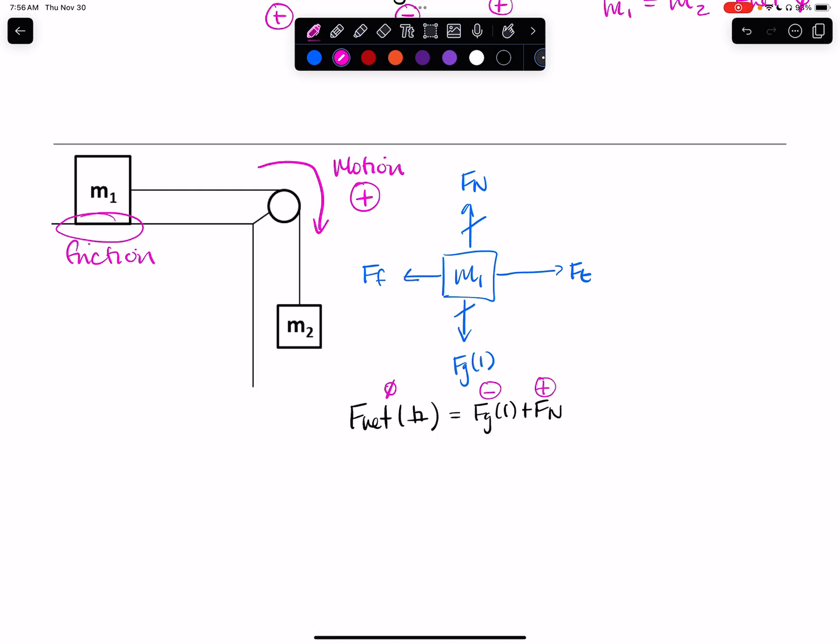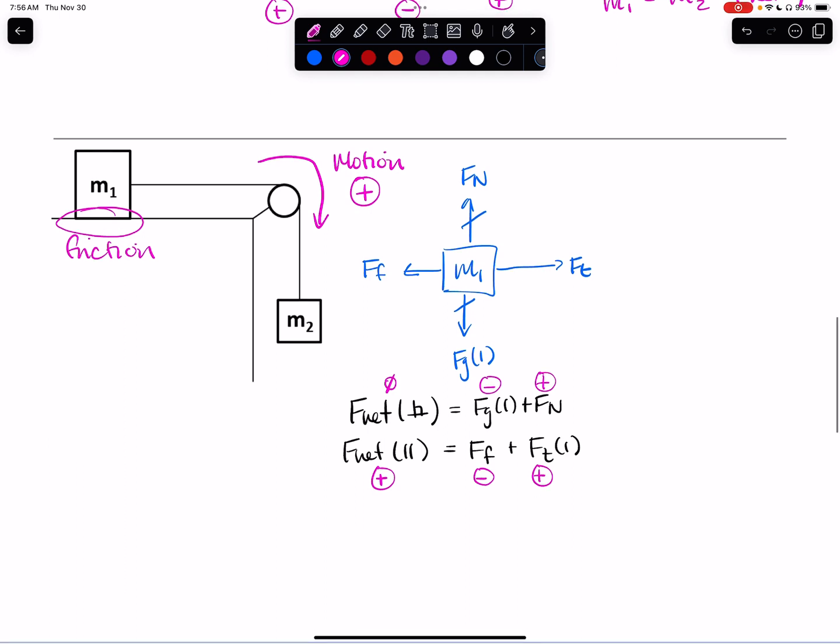We then look at our parallel forces. Those net forces are going to be equal to our frictional force and that force due to tension. The motion is positive, so F net's going to need to be positive here. Our frictional force will be negative and our tension force will be positive. So let's move on to our hanger.